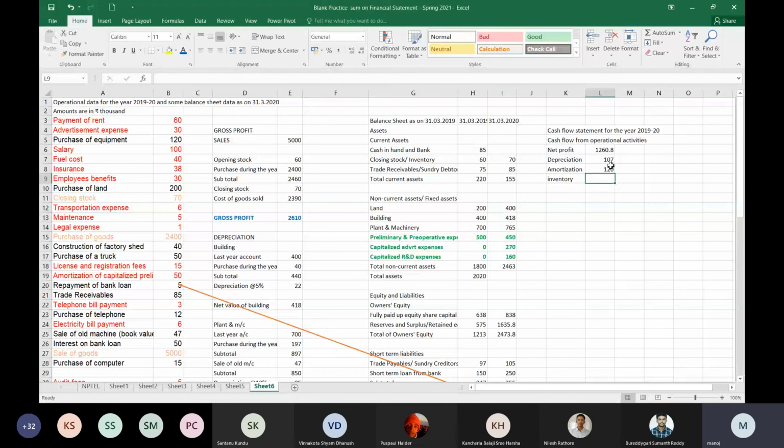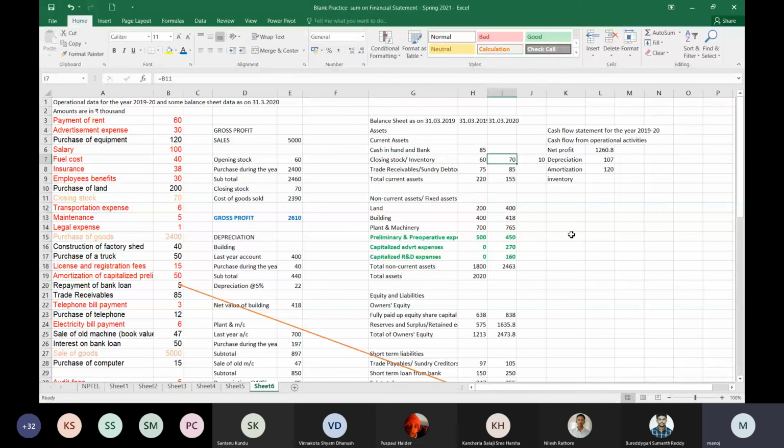If inventory has gone up, then it is a negative cash flow. Let us see first. Cash in bank. Closing stock of inventory. Earlier year closing stock was 60. This year closing stock is 70. That means it has gone up by 10. That means 10 rupees has been added to get this data.